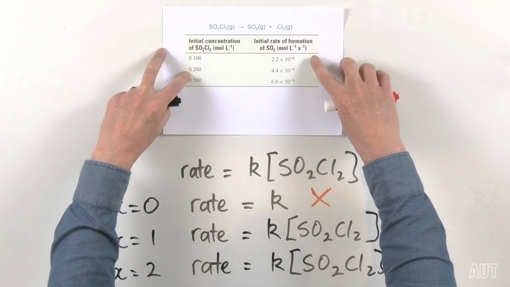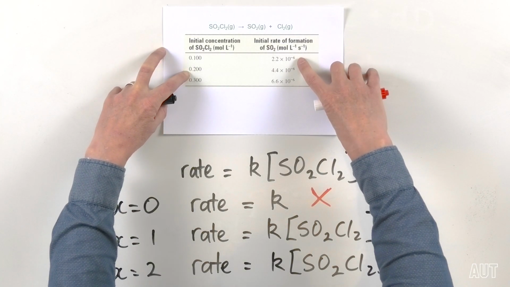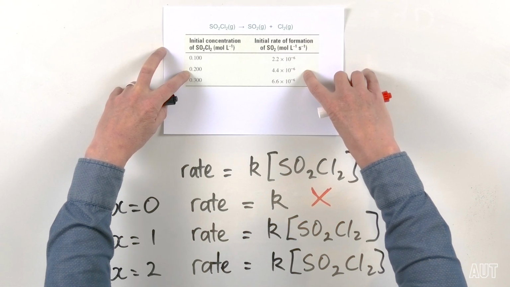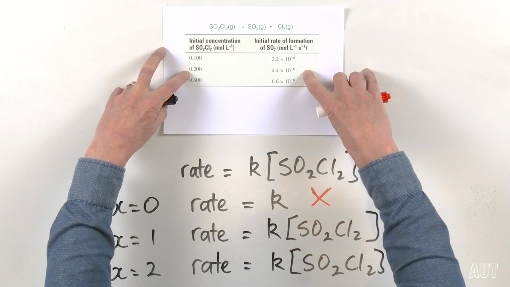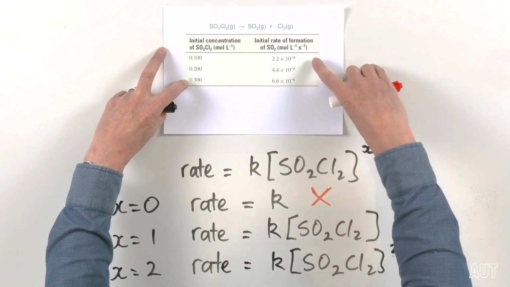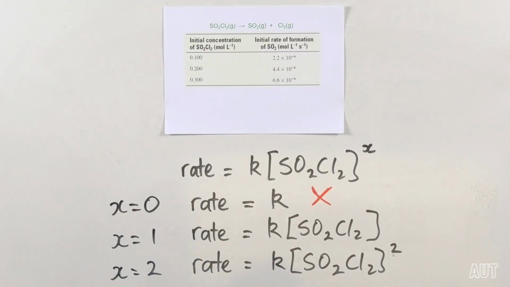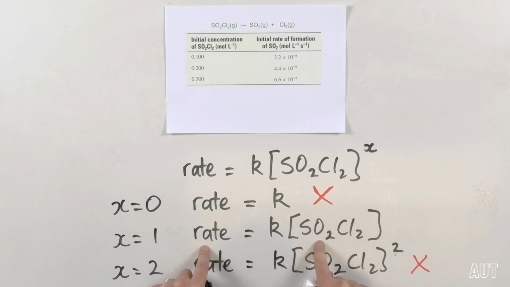Do they do that? Is that what these data are saying? Well, as we double the initial concentration, the rate of reaction goes up by a factor of not 4, but 2. As we triple the initial concentration, the rate goes up by a factor of not 9, but 3. So we can say, no, it's not a squared relationship. That just leaves first order, and first order is a linear relationship between the rate of the reaction and the concentration of sulfuryl chloride.